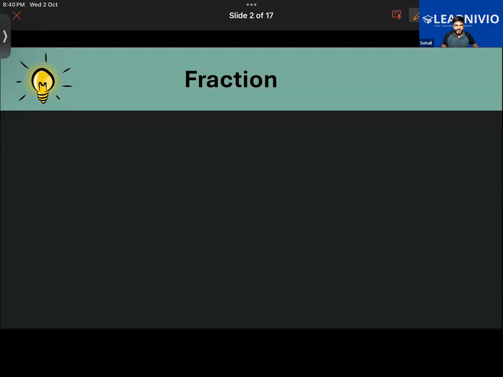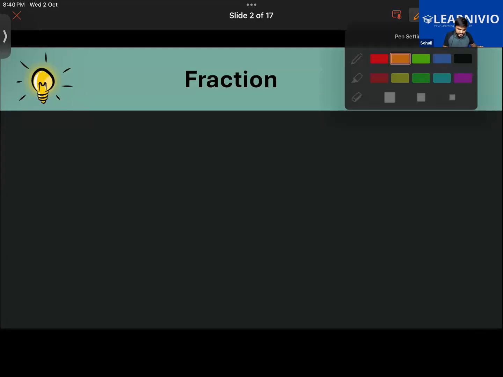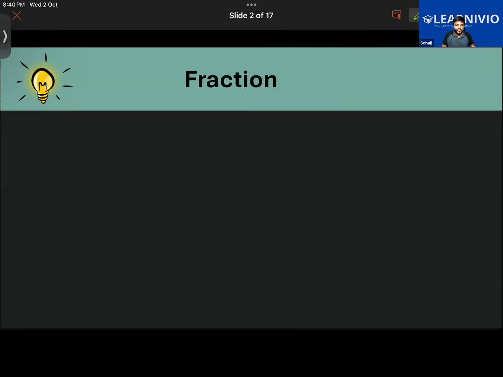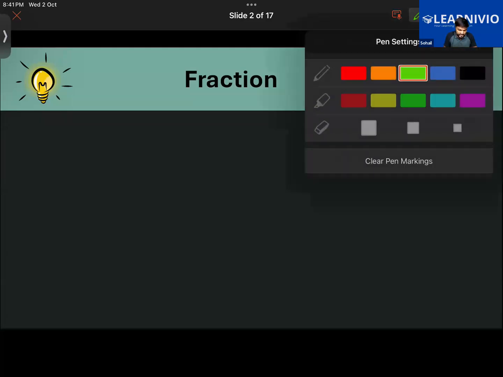So in the chapter fraction, there are different things we are going to learn. First of all, let me give you an overview of the things you're going to learn in this. First of all, a fraction is basically a part of a whole. In the simplest manner, we can define a fraction as part of a whole.